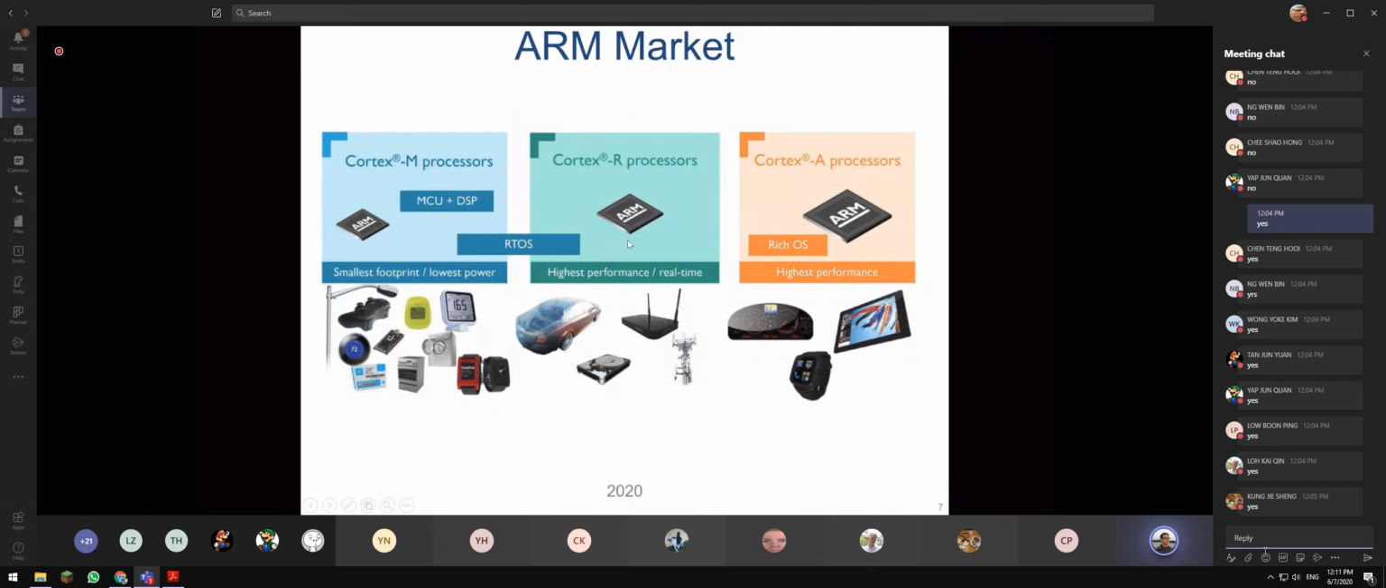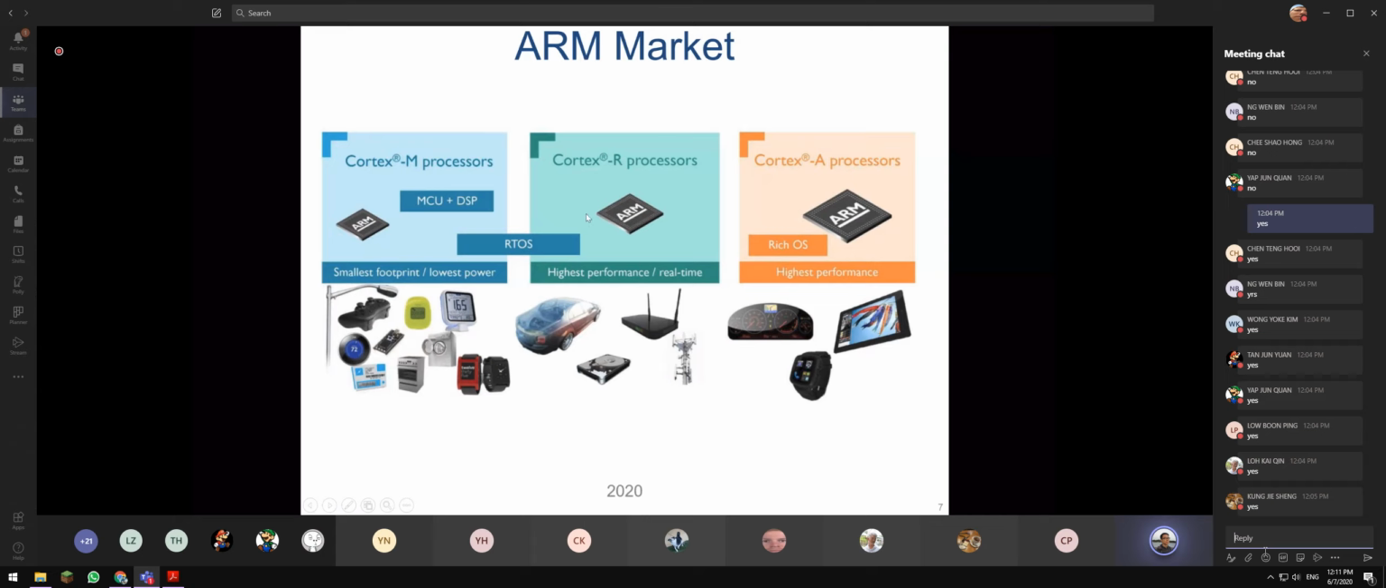So there are three different types of processor in the market. One is Cortex-M, one is Cortex-R, one is Cortex-A. Cortex-M is basically a small footprint, lower power microcontroller. They have a built-in DSP, digital signal processor, so that they can perform mathematical calculations or process imaging easily. Whereas a plain microcontroller is very weak in mathematical calculation like floating-point calculation. But this is solved by the Cortex-M processor.